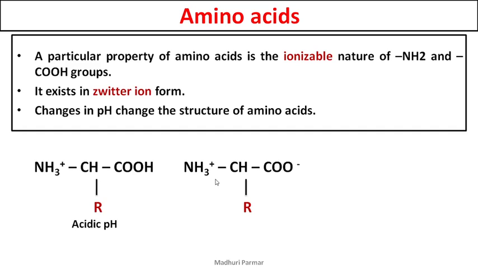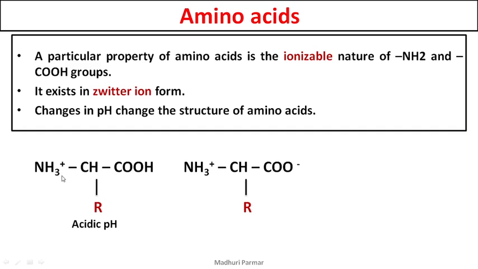Let us say you have acidic pH. Acidic pH meaning in the solution you have more H plus. There are more protons in the solution. In this case, what will happen? The COOH group, the carboxylic acid group of the amino acid, will not release its hydrogen. So this COO minus will be in COOH form only. It will take up that proton from the solution, or it will not release its proton.